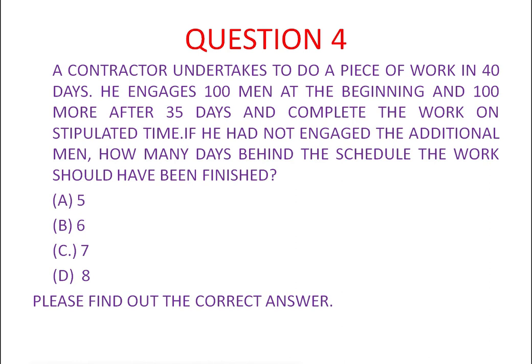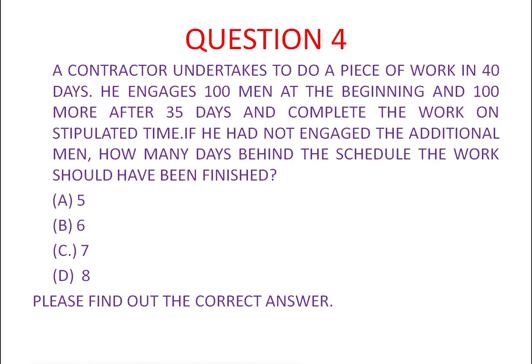Now we will move to the solution part. Students, you try to solve it yourself. In this question, in the end part, we are sure that for the last 5 days there are 200 men employed. How much work will they complete in the last 5 days? That will be 200 men into the number of days, 5. They will complete 1000 units of the work.